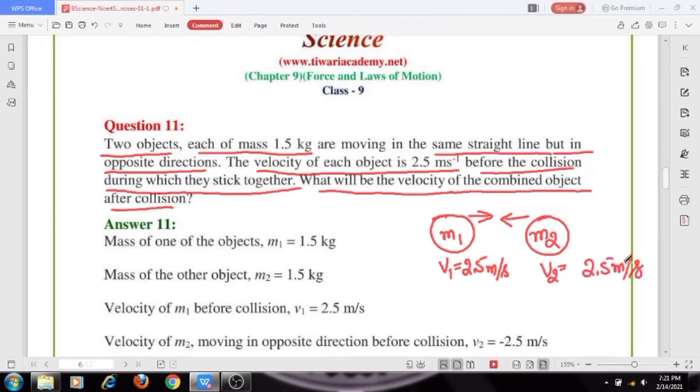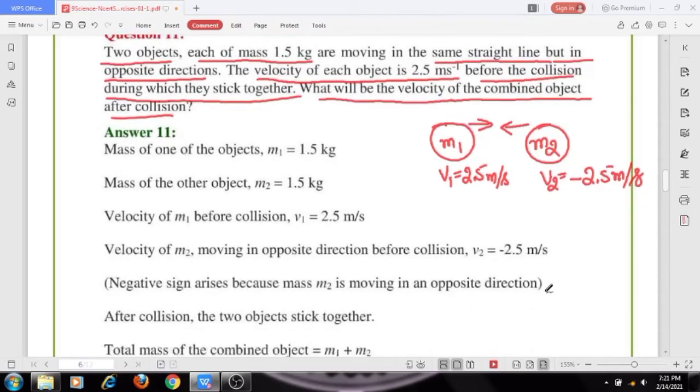meter per second. But before collision, what is the velocity? It is 2.5 meter per second, not meter per second squared, it is meter per second. But since the second object is moving in the opposite direction, it will have which sign? Negative sign. So the velocity of m2 moving in the opposite direction before collision, that is v2, is equal to minus 2.5 meter per second.